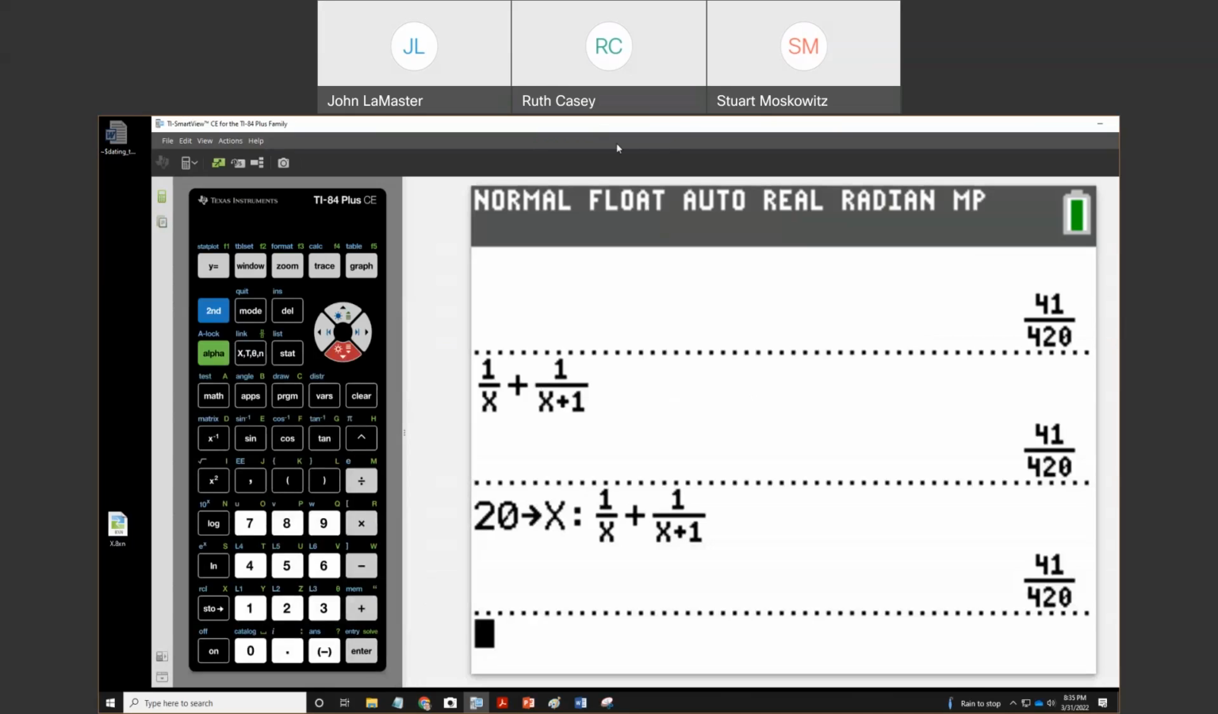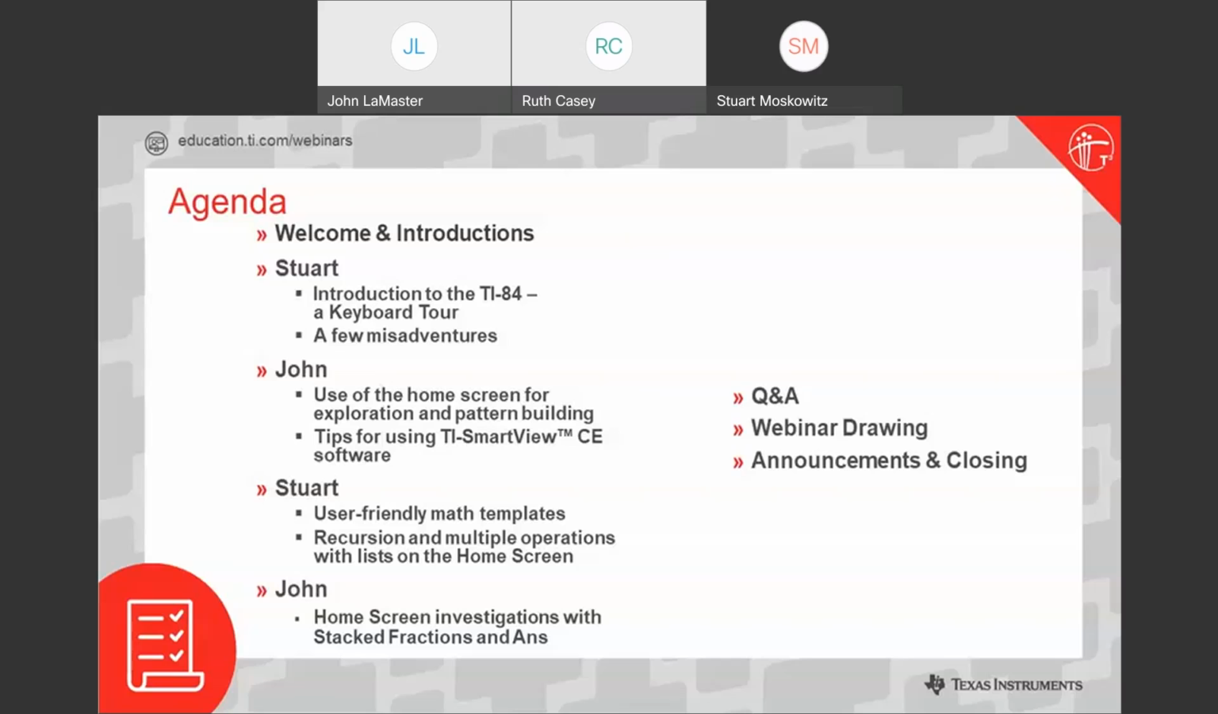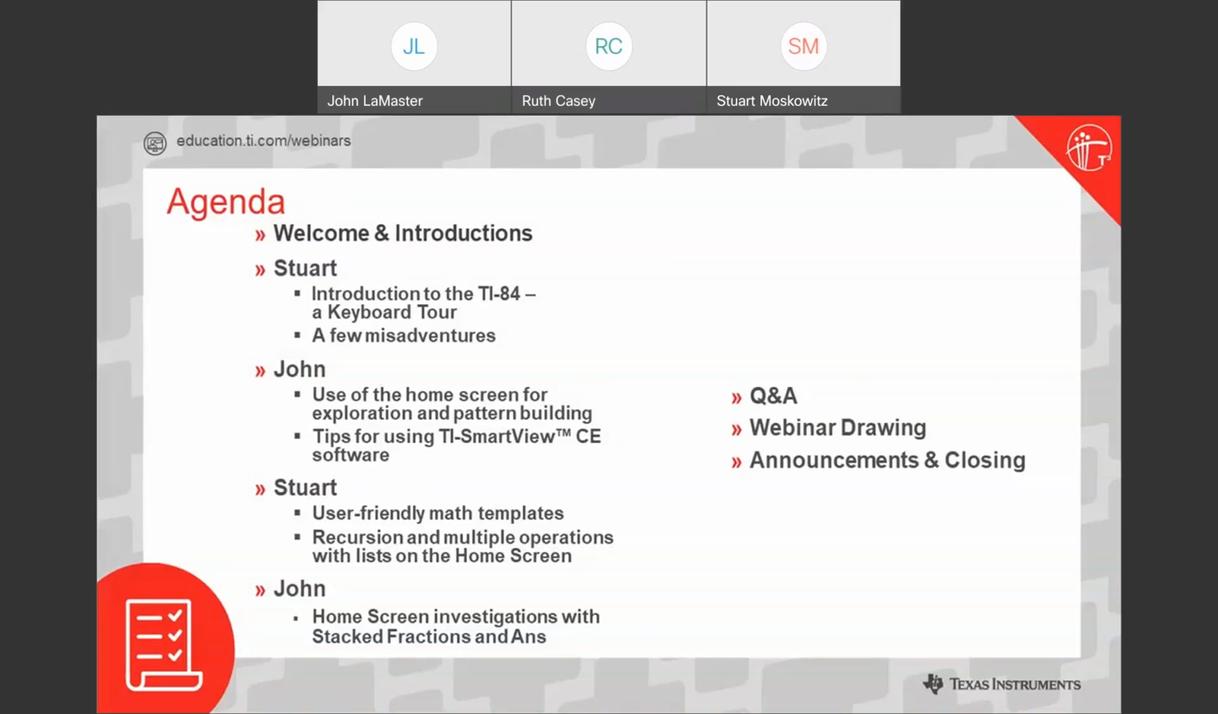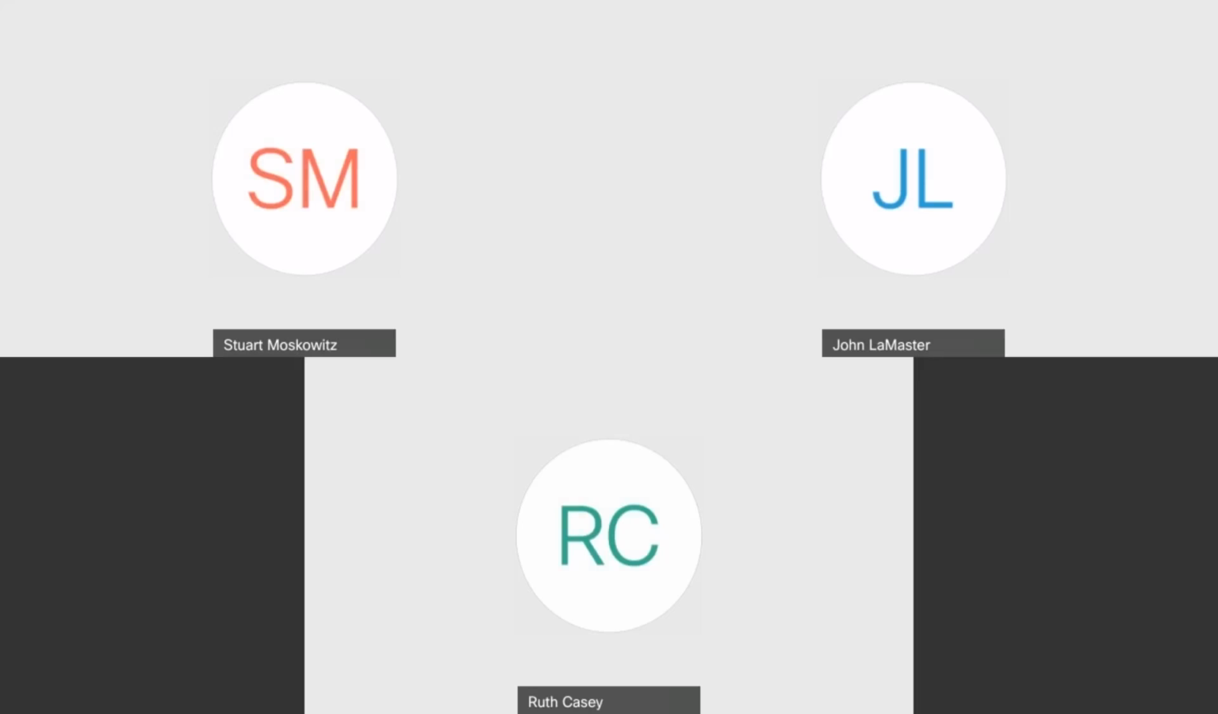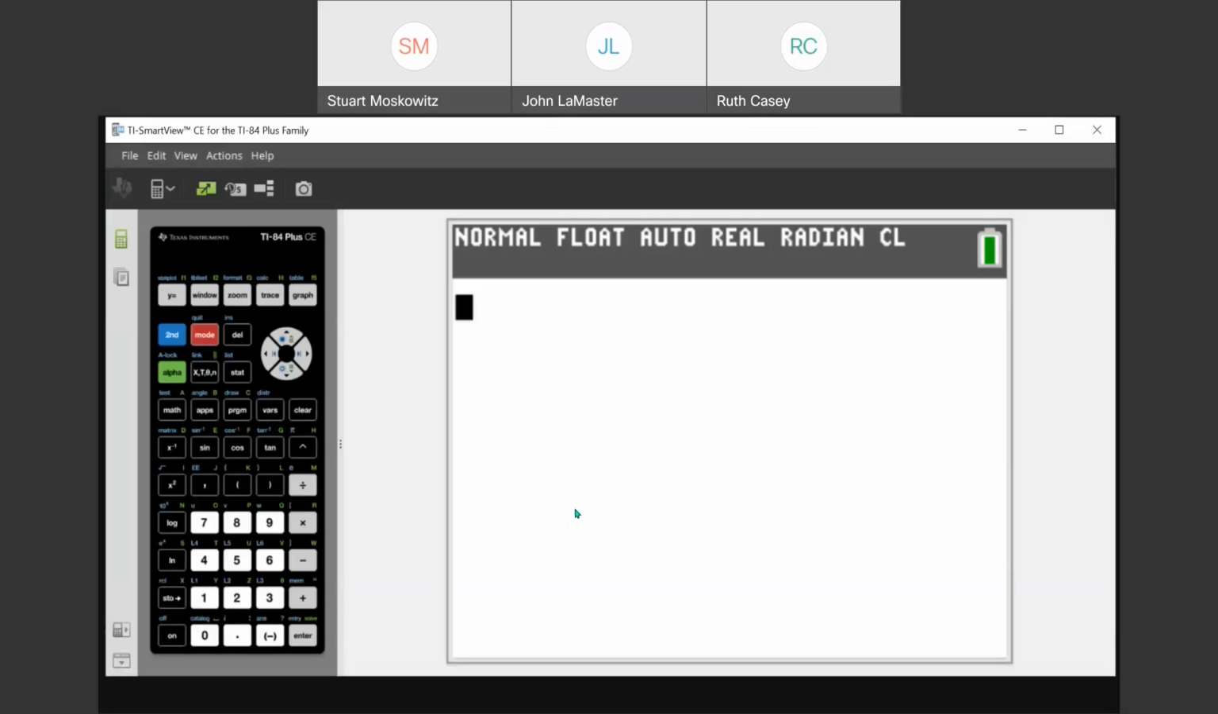Did you have any other questions? Cool. So we'll stop sharing and give you back the ball, Stuart, for math templates. Excellent. All right, let's see. Where's the ball? All right, there's the ball. So I'm going to share my screen again, and we'll go back to my emulator. I hope you can see it okay right now, that I'm sharing the right one.